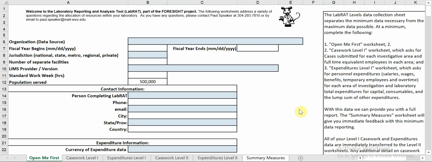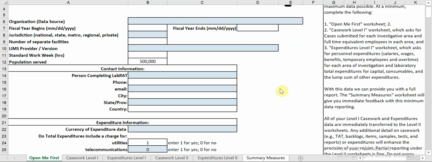In the prior video, we showed you what happens when you enter the level 1 data. And just to refresh, we showed an example here. We just made up some numbers. We have, for example, a population served of 500,000 people in the sample laboratory. They are charged for utilities, but not telecommunications. So some of the basic information from the opening page.